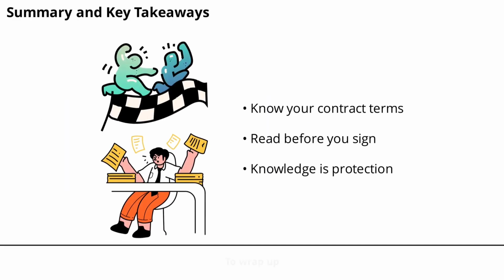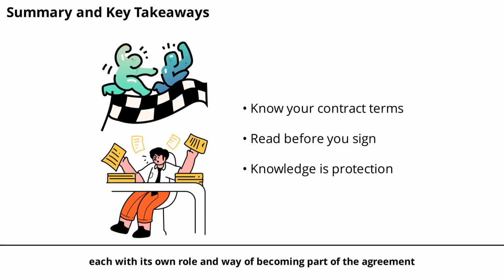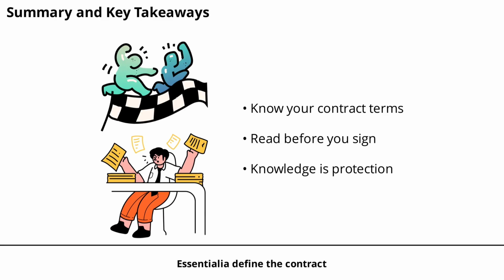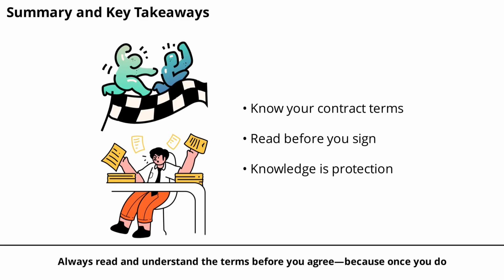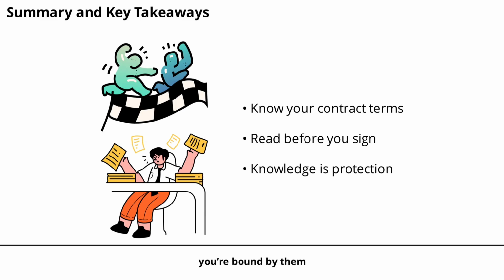To wrap up, contracts are made up of different types of terms, each with its own role and way of becoming part of the agreement. Essentialia define the contract, naturalia fill in the gaps, and incidentalia add custom details. Terms can be express, implied, tacit, or imposed. Courts interpret contracts by looking at words, context, and purpose. Always read and understand the terms before you agree, because once you do, you're bound by them.